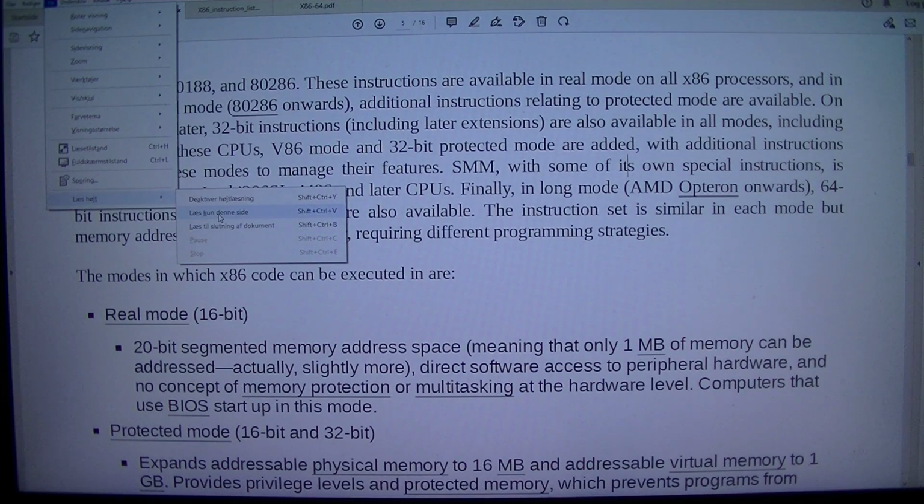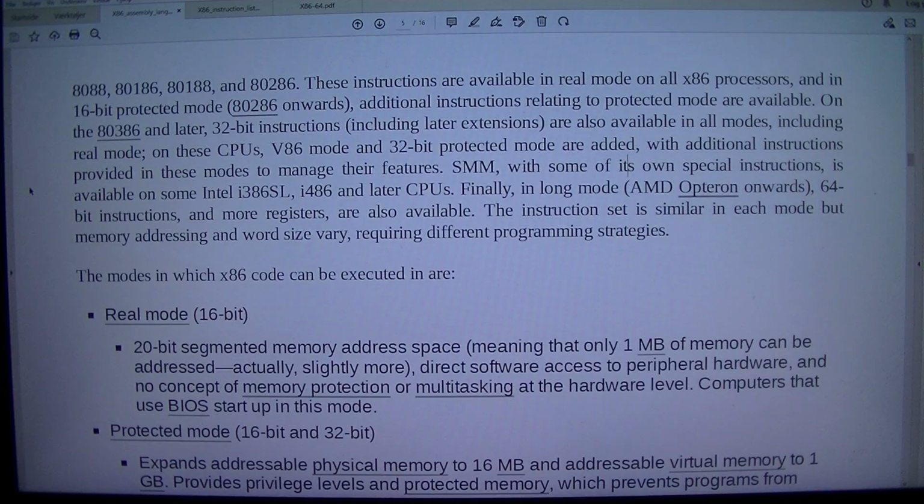Read only this page. 8088, 80186, 80188, and 80286. These instructions are available in real mode on all X86 processors, and in 16-bit protected mode, 80286 onwards. Additional instructions relating to protected mode are available. On 80386 and later, 32-bit instructions, including later extensions, are also available in all modes, including real mode, on these CPUs.